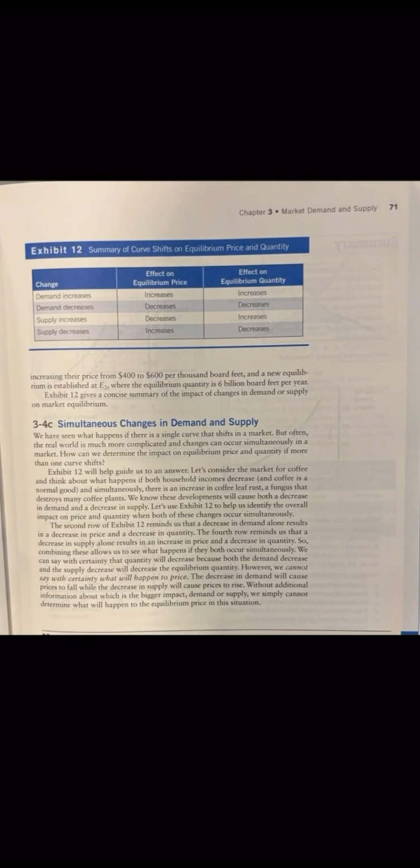So combining them allows us to see what happens if they both occur simultaneously. We can say with certainty that quantity will decrease, because both the demand decrease and the supply decrease will decrease the equilibrium quantity. However, we cannot say with certainty what will happen to the price. The decrease in demand will cause prices to fall, while the decrease in supply will cause prices to rise. Without additional information about which has the bigger impact, demand or supply, we cannot determine what will happen to the equilibrium price in this situation.